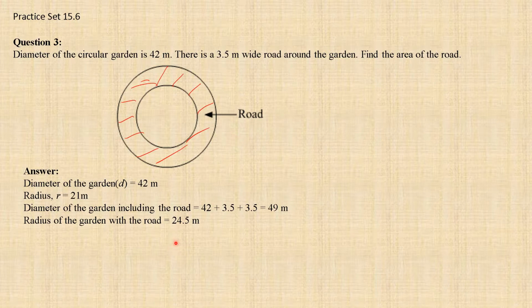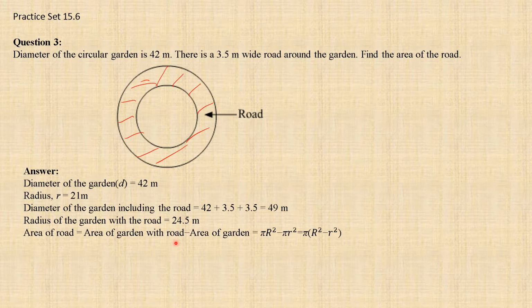So now we know the radius of both the inner circle and the outer circle. Now we can find the area of the road by finding the area of the garden with the road, that means the area of the outer circle, minus the area of the garden, that means the area of the inner circle. So if we say the radius of the bigger circle as capital R and the radius of the smaller circle as small r, the area of the bigger circle is pi R square minus the area of the smaller circle, that is pi r square. So taking pi common, we get pi into R square minus r square.